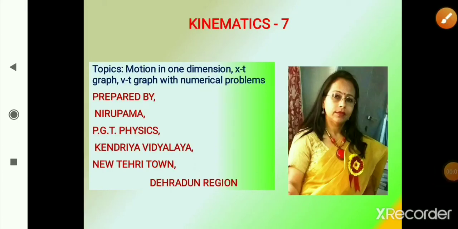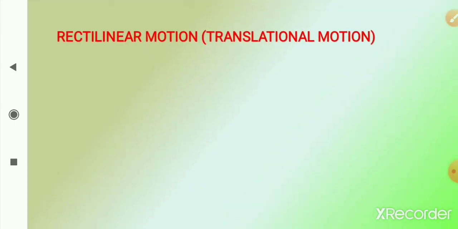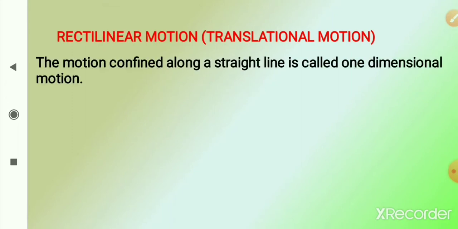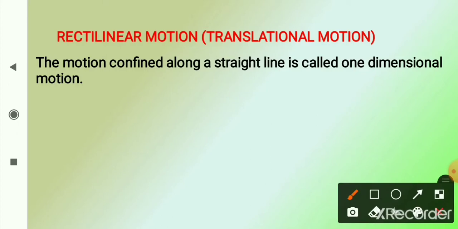Dear students, in this video on kinematics, we will study motion in one dimension with position time graph, velocity time graph and numerical problems. So let us begin with motion in one dimension. It is also called rectilinear motion or translational motion. The motion confined along a straight line is called one dimensional motion.